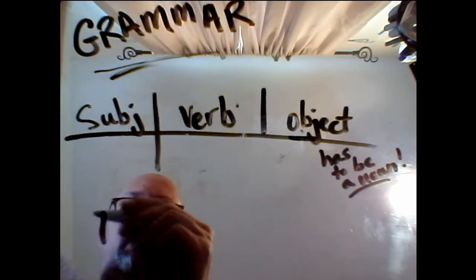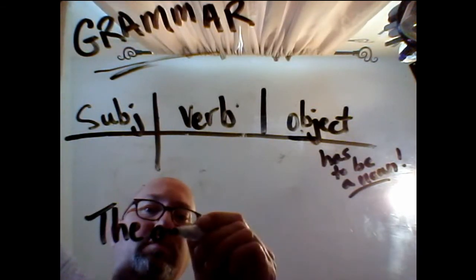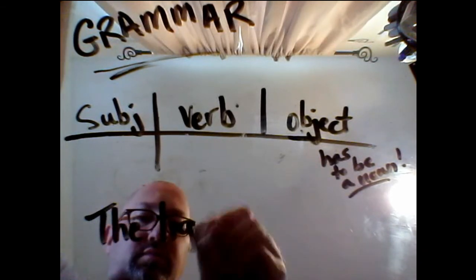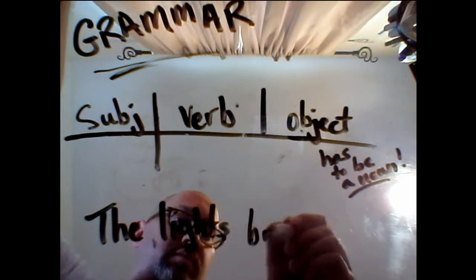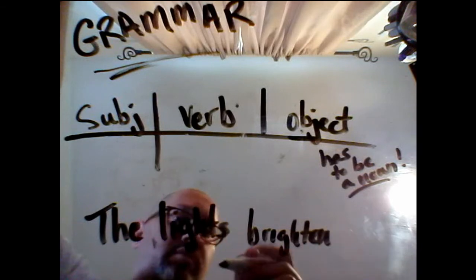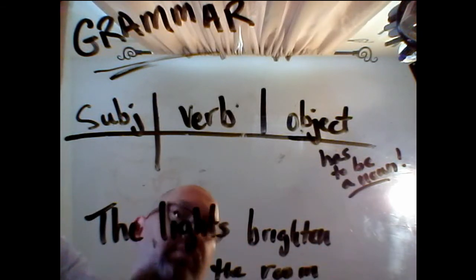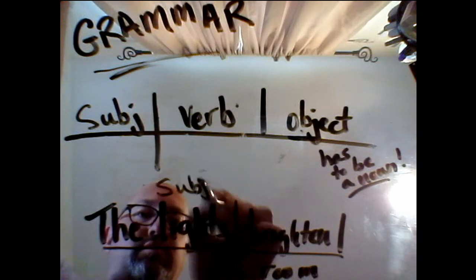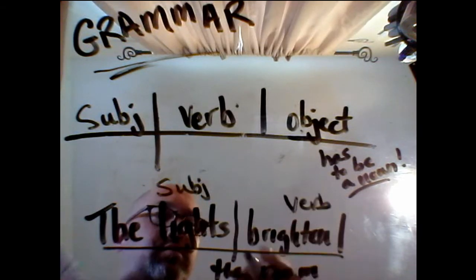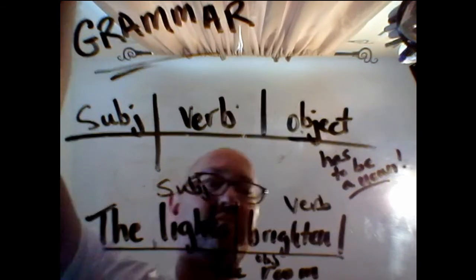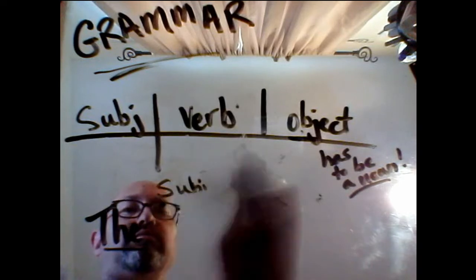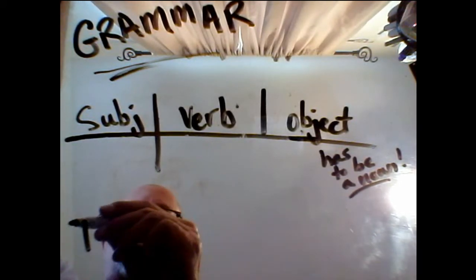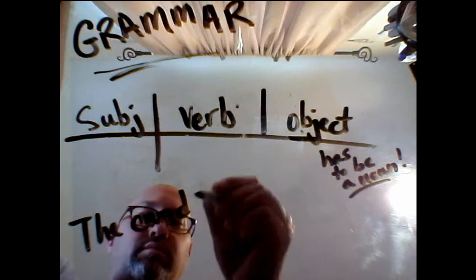Now let's take a look at a different word. The lights brightened the room. Alright? So the lights is our subject, brightened is the verb, and the room is our object. Again, subject, verb, object. It's a very simple sentence. It's the building block of almost everything we do in English, subject, verb, object.